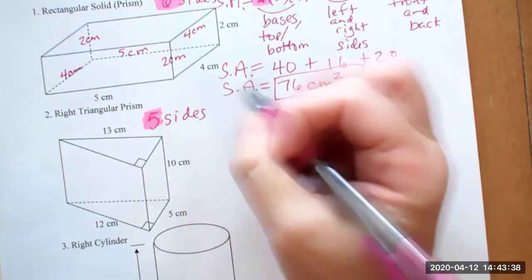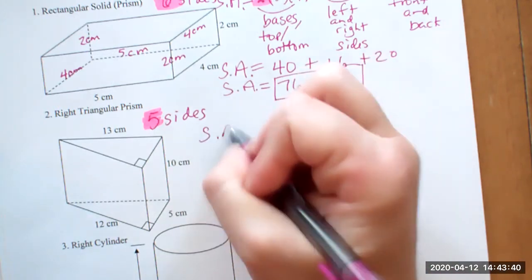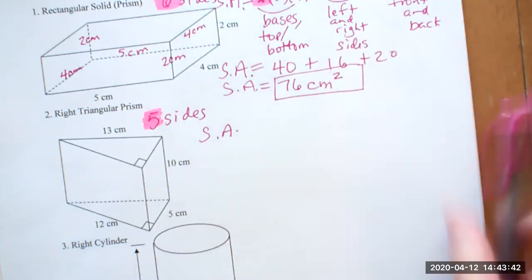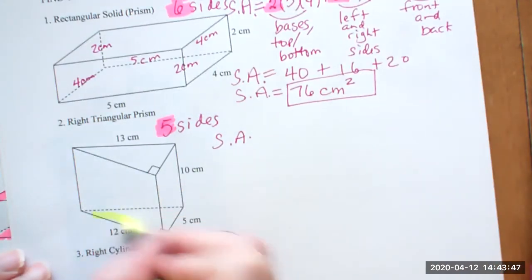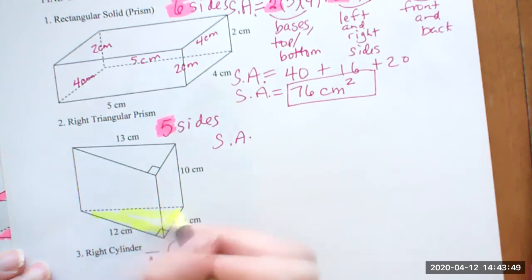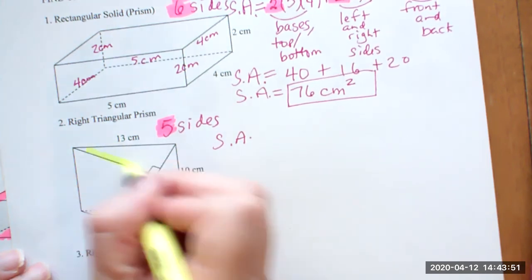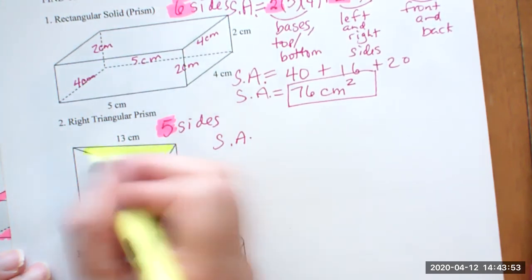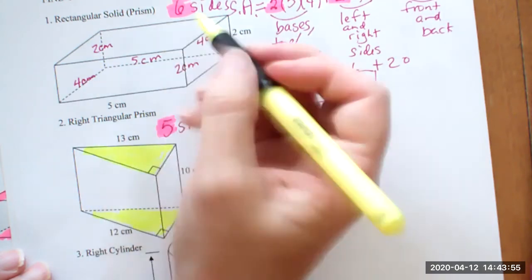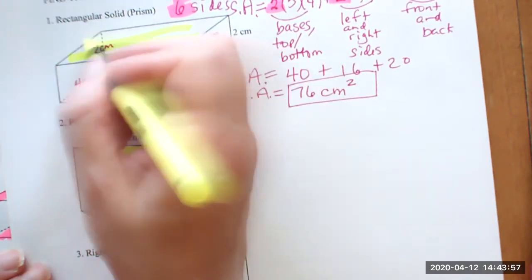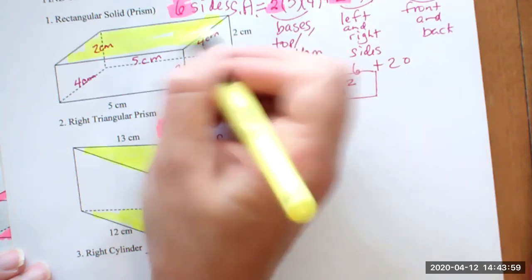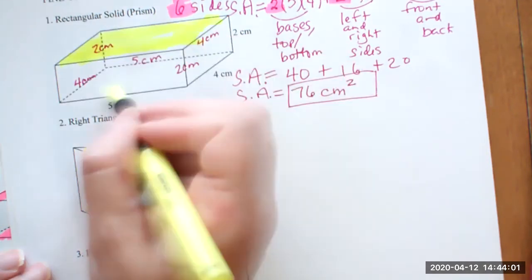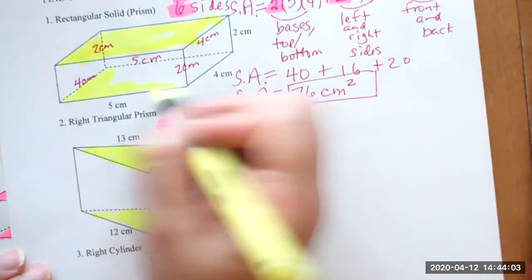So for the surface area here, and again, notice this is a triangular prism because your bases are triangles, right? Here's one base, and here's the other base, right? Just like over here, this was a rectangular prism because the top was a rectangle and the bottom was a rectangle, okay?